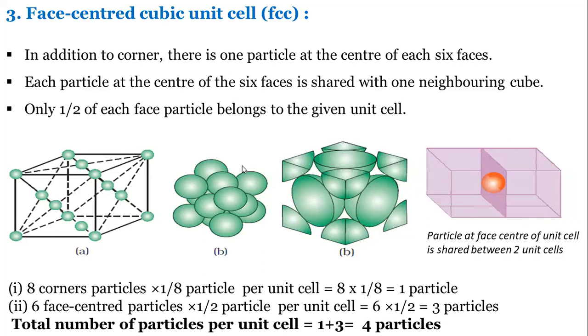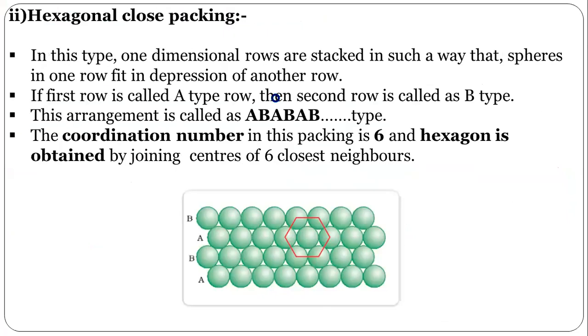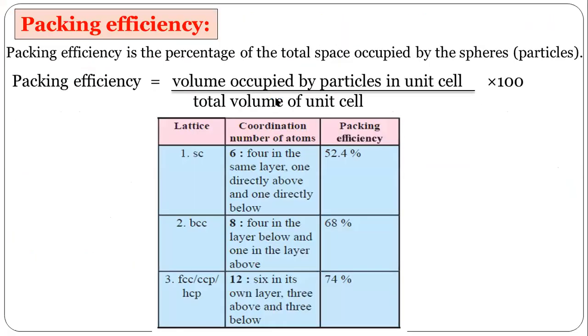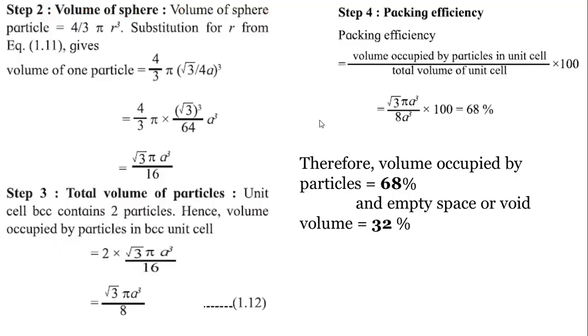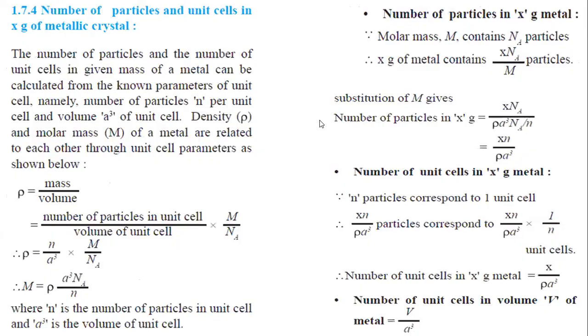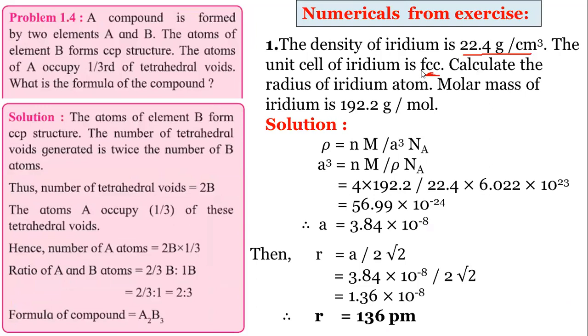We only have to remember the number of particles: 1, 2 and 4. So 4 particles are present in case of FCC. If you don't remember, we can't solve the numericals, remember. So we only have to remember 1, 2 and 4. These are the particles present in simple cubic, body-centered cubic and face-centered cubic. So as it is given FCC structure, 4 particles are present.